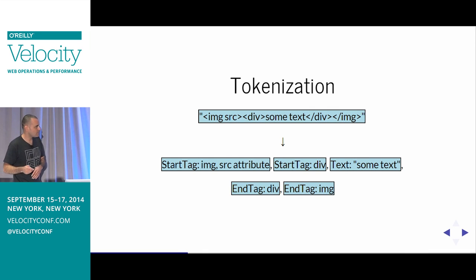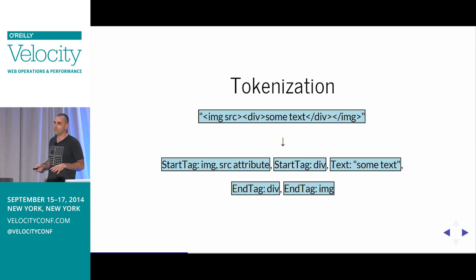Then the next phase is tokenization. So as you can see here, the tokenizer takes an HTML string and then breaks it up into HTML token objects. Each one of these objects has the tag name, whether or not it's a start tag or an end tag, and the different attributes of that tag, and also a text token. But the important thing here is that the tokenizer has no real knowledge of HTML and the rules of HTML.